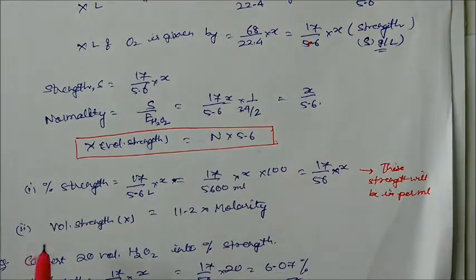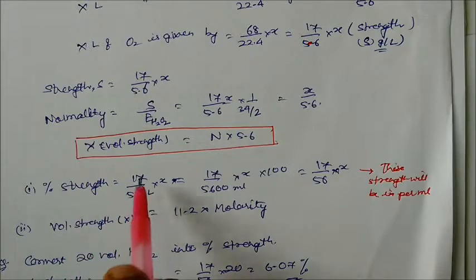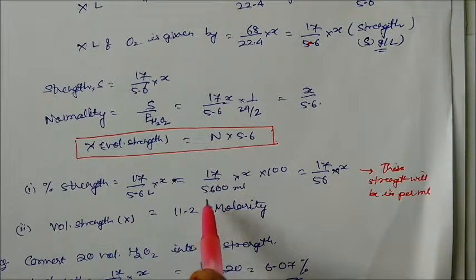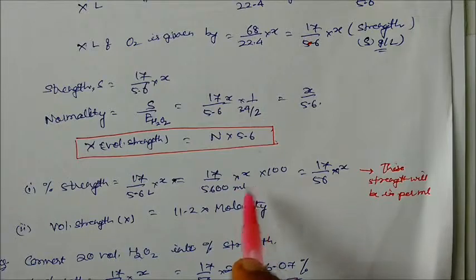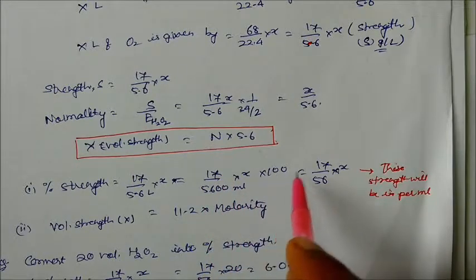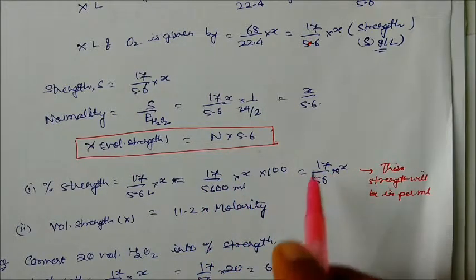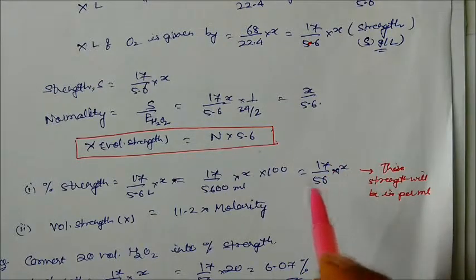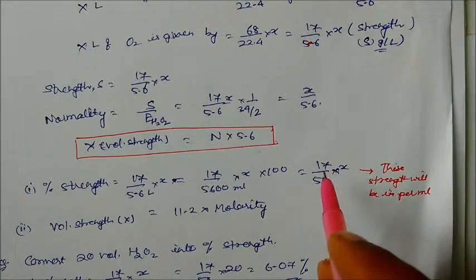We have some more formulas. Percentage strength, we discussed, is the amount of hydrogen peroxide present in 100 ml solution. The strength is the same, 17 by 5.6 gram per liter. This is per liter, so we have to convert it to ml. Both should be in gram, so for ml you divide by 1000. Or if you want percentage, multiply by 100, so it becomes 17 by 56 into X. So 17 by 56 into X is the percentage strength.